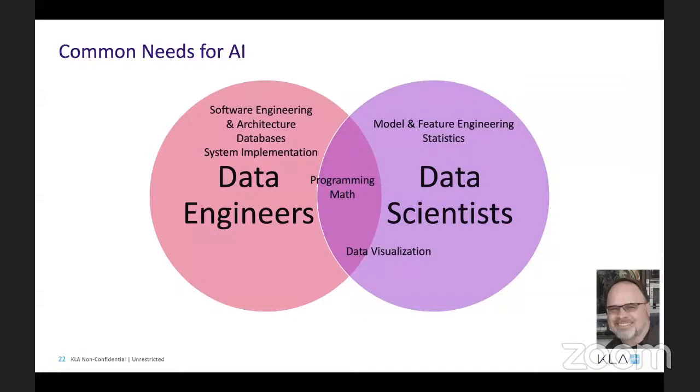But on the other side, we also need data engineers. We need software engineers, people who can build software systems and databases and manage the data. And there's some common overlap. These engineers and scientists have to work together to build the system that can do what our customers need. So we need a variety of different disciplines. And maybe you can help in one of these areas if you're interested.